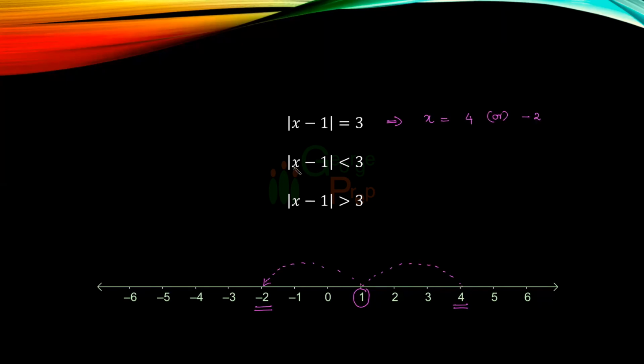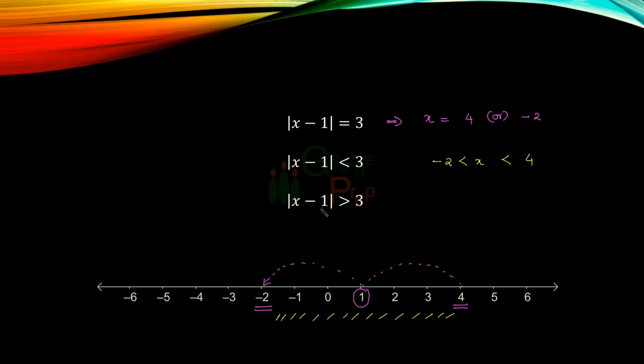Now let's look at the next one. Modulus of x minus 1 is less than 3, which means distance of x from 1 is less than 3. So we know that if the distance is 3, I can go till minus 2 on my left and till 4 on my right. So if it has to be less than 3, then I have to stay within this area, right? So I can say x has to lie between minus 2 and 4. It can be greater than minus 2, it can be less than 4. It has to lie between this range.